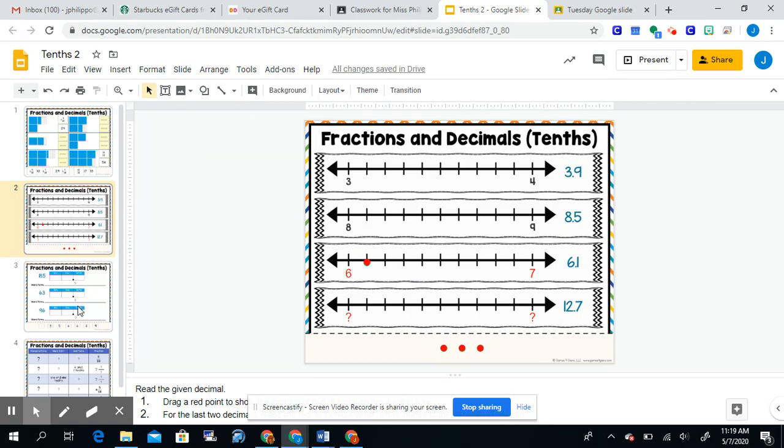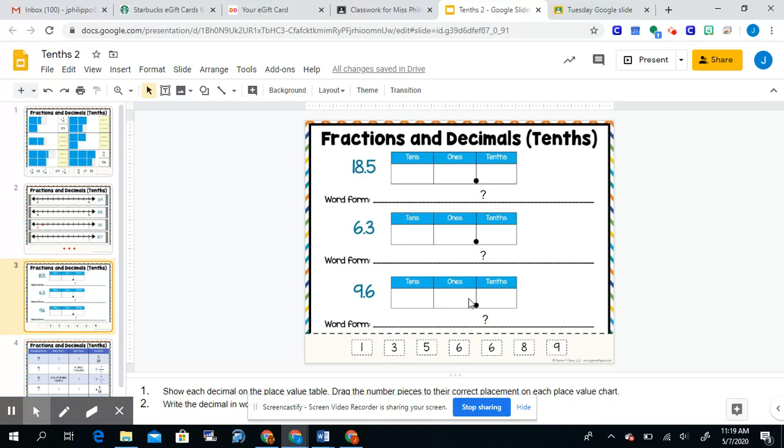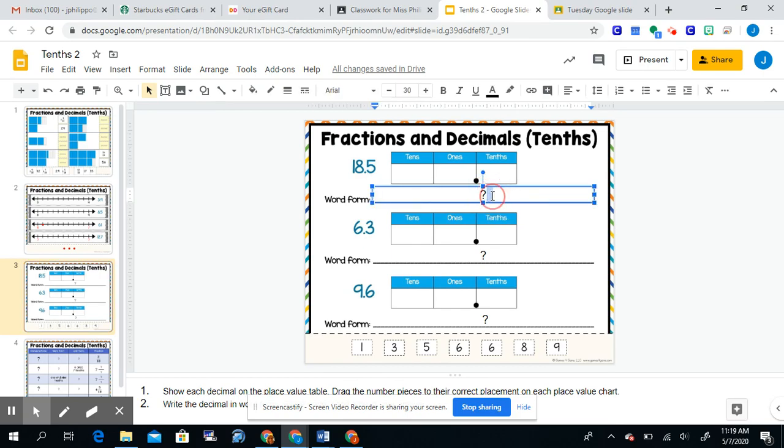Okay. This one's super easy. You're just filling in the place value chart and then writing it out in word form. So this one would be 18. Do not say point, right? We don't say point for that dot. We say the word and. So for this one right here, I would say 18 and 5/10. When I was writing it out in word form here, I would write 18 and 5/10 because the 5 is in that tenths column. So I say 5/10.